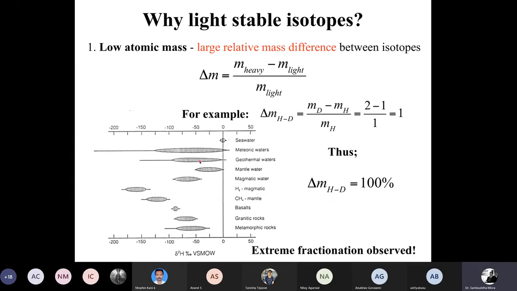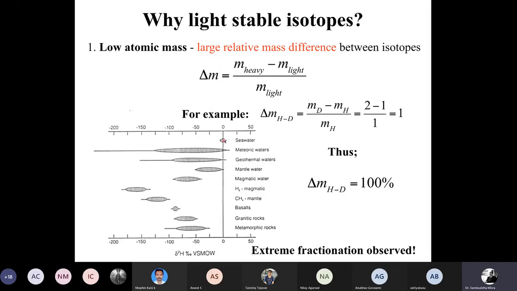Now the question becomes, why are we so interested in light stable isotopes? Firstly, light stable isotopes with a low atomic mass usually have a large relative mass difference between the isotopes. For example, between hydrogen and deuterium, the mass difference is 100%. So we observe an extreme amount of fractionation. What we have here is the delta deuterium value going from plus 50 per mil, 0, to minus 200 per mil. As expected, seawater is sitting at 0. Standard mean ocean water will be exactly 0.